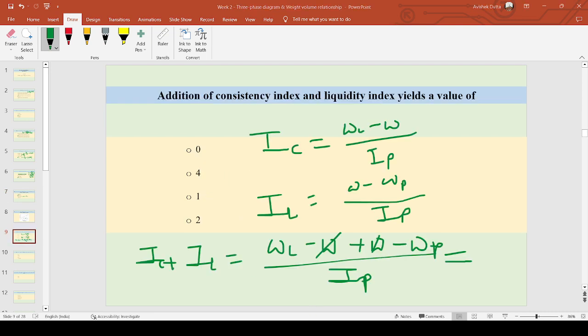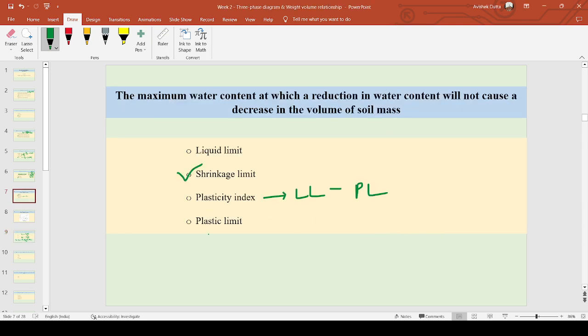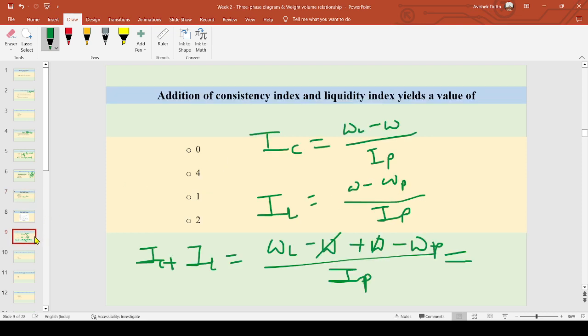Liquid limit minus plastic limit. What is it called? I have mentioned it in the previous question. It is called the plasticity index. So if we get plasticity index in the numerator and plasticity index in the denominator, it gives us a value of 1. Clear?